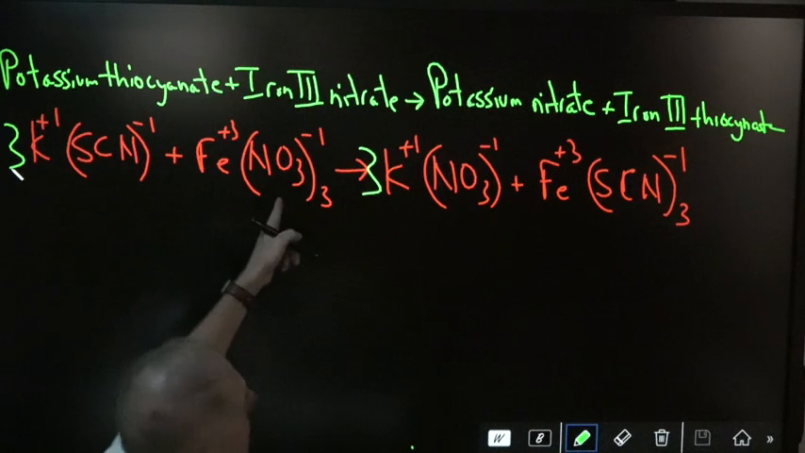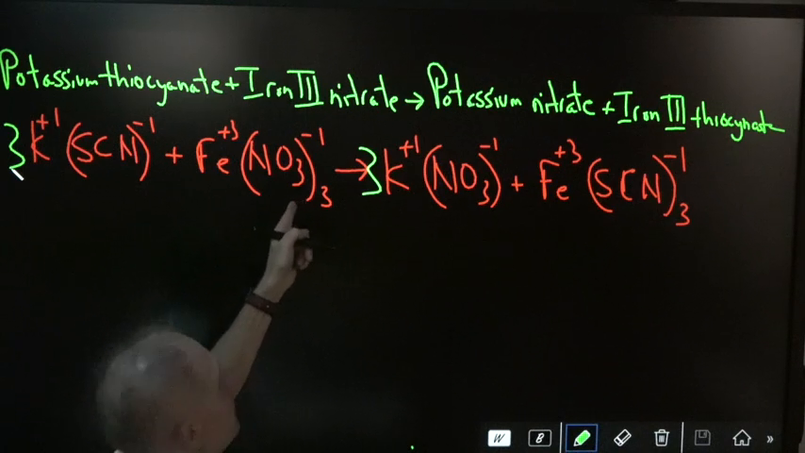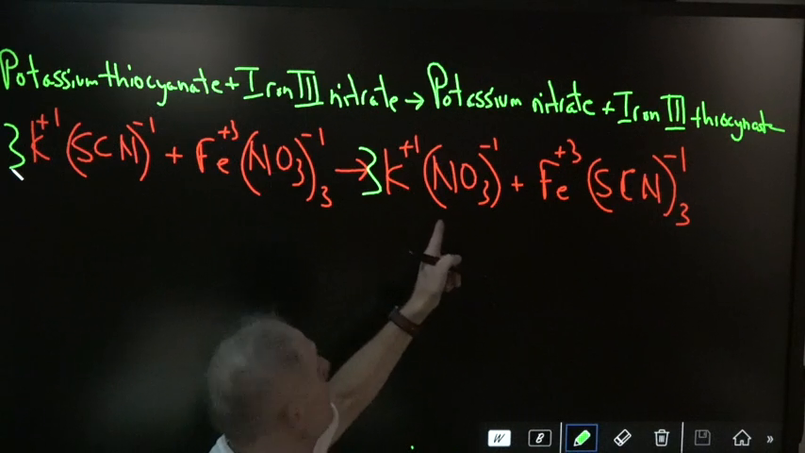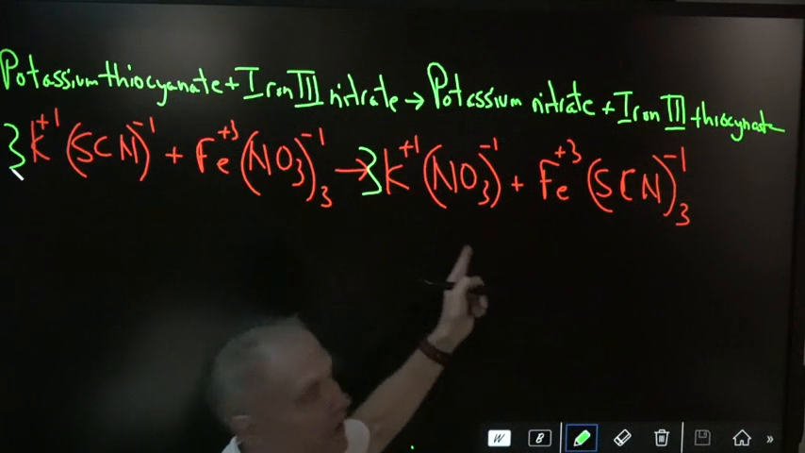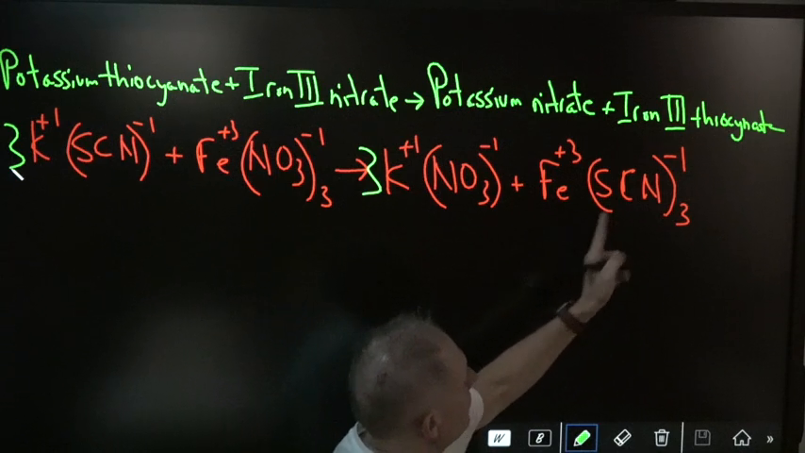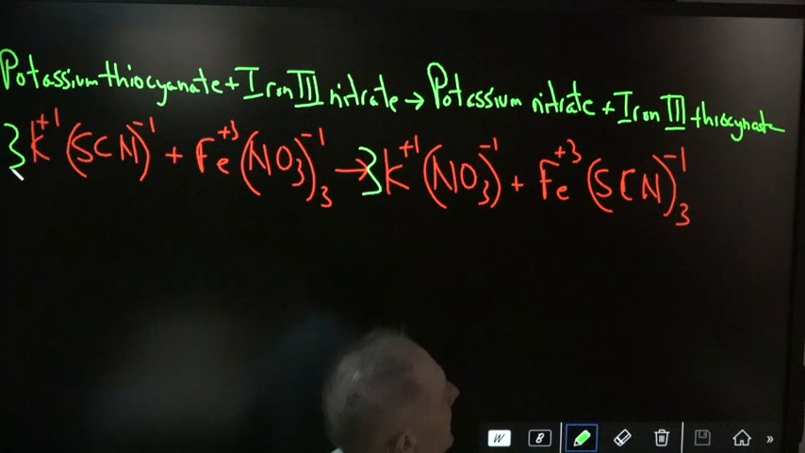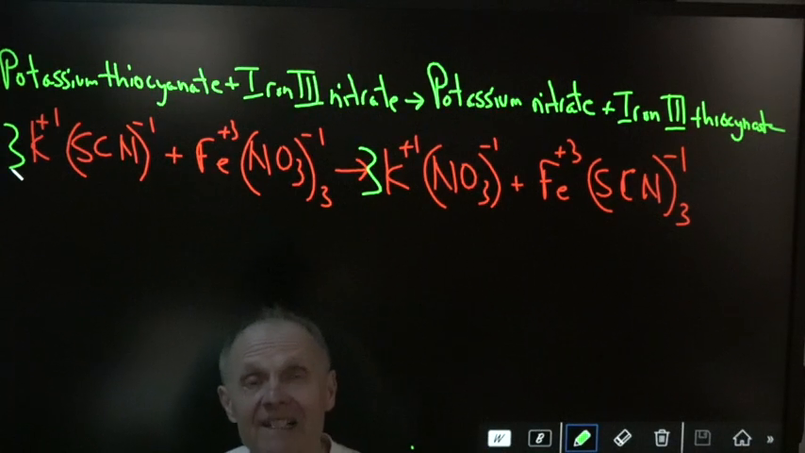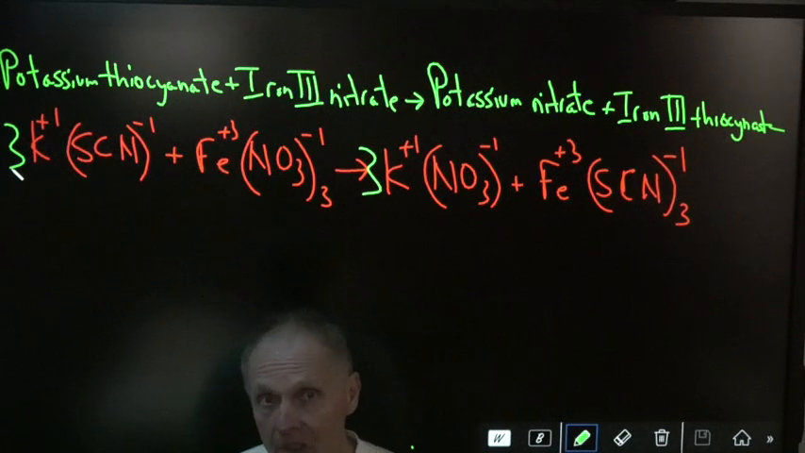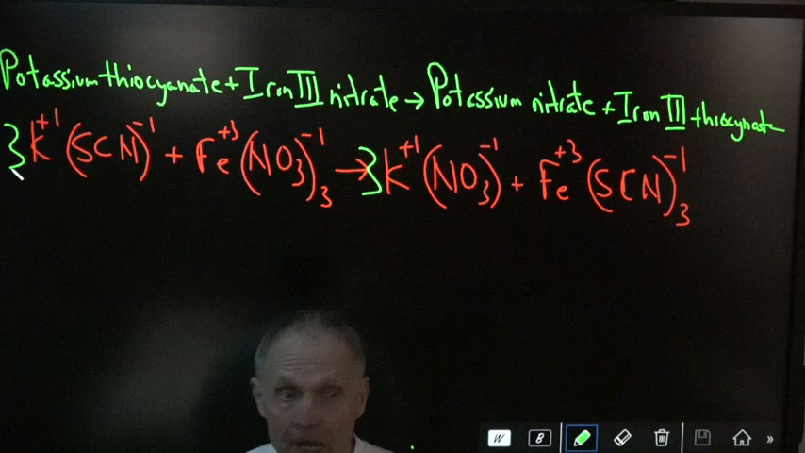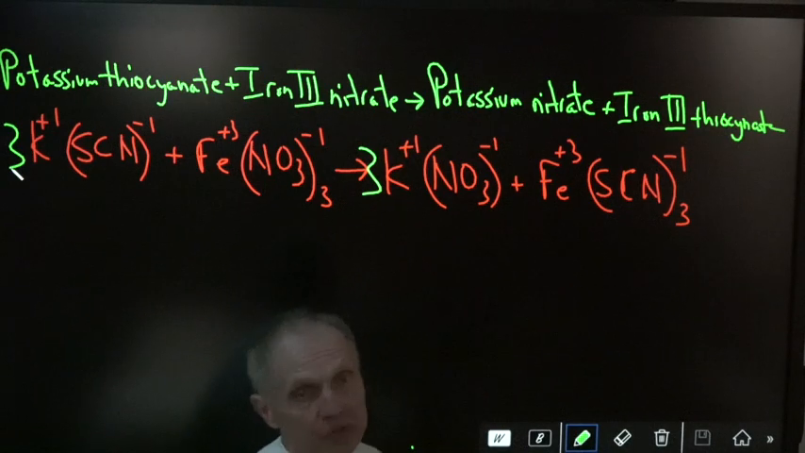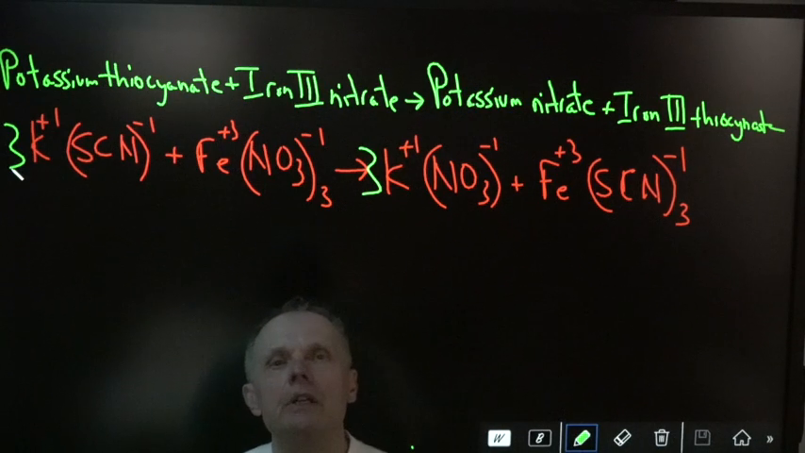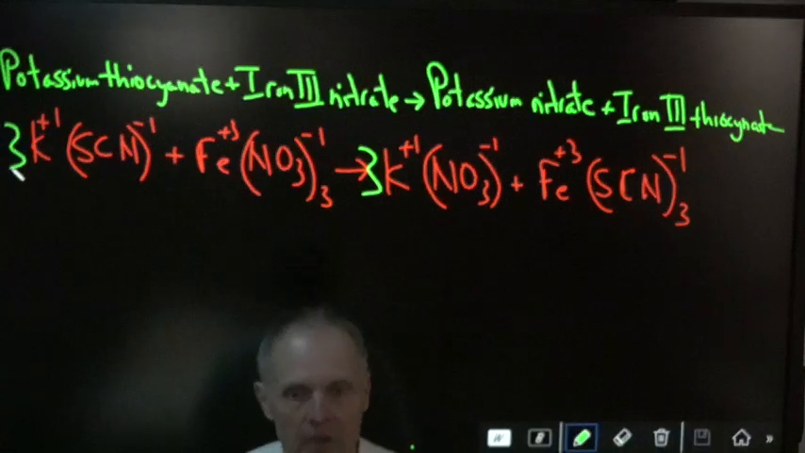We know that's soluble because anything hooked to nitrate is soluble. We know that's soluble because it's got potassium and nitrate. We don't know about this one, Iron III Thiocyanate. And it's not in the solubility table. Thiocyanate's not in there. So the only way we can figure out if something is reacting is actually putting them together. And that's what we're going to do right now.